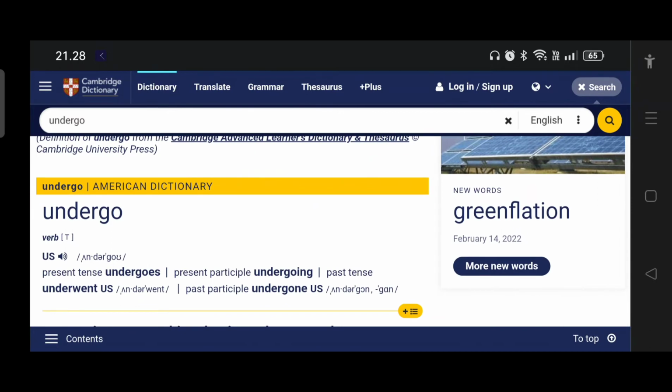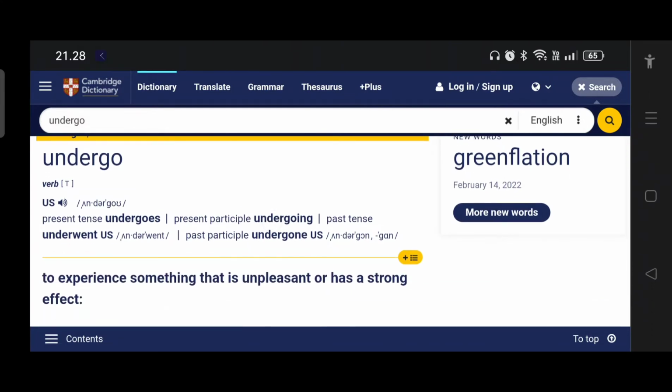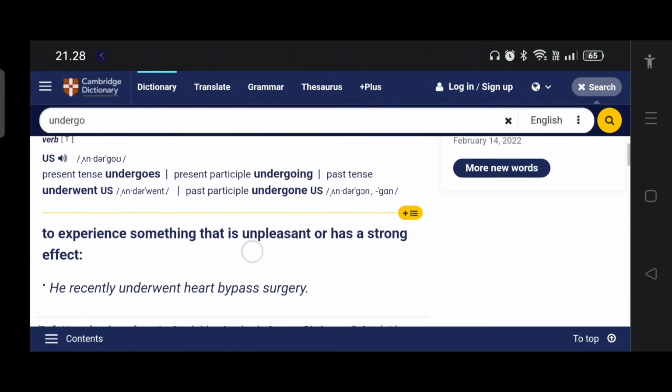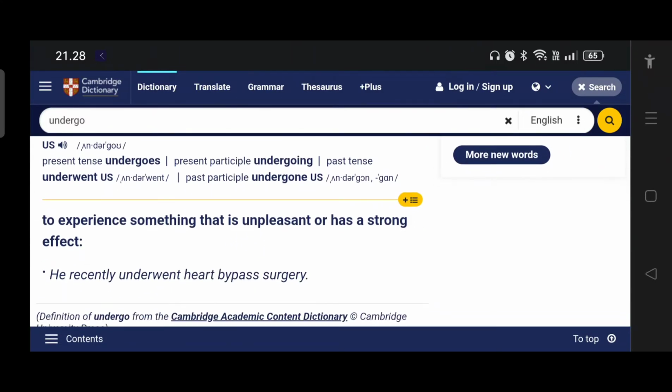In an American dictionary, there is no difference. It's pretty much the same, so it's still the verb and the same forms of present tense, present participle, past tense, and past participle, and it still has the same meaning as well. Okay, the example is he recently underwent heart bypass surgery. It's pretty much similar.